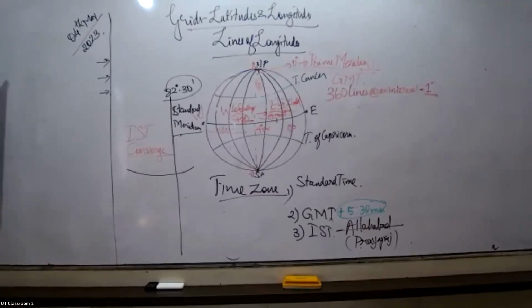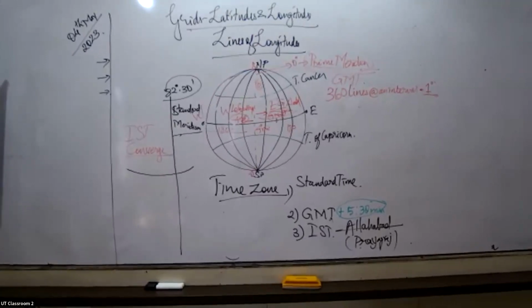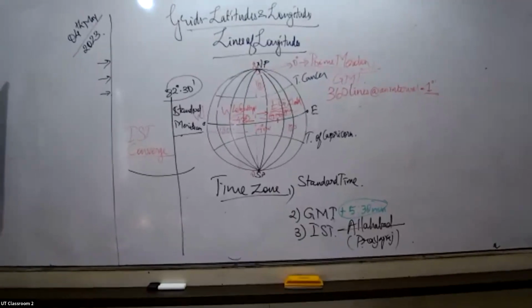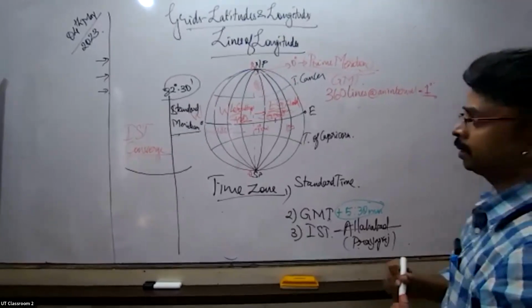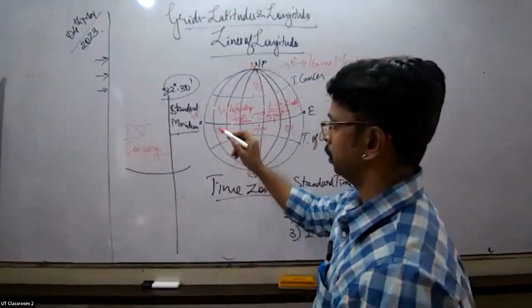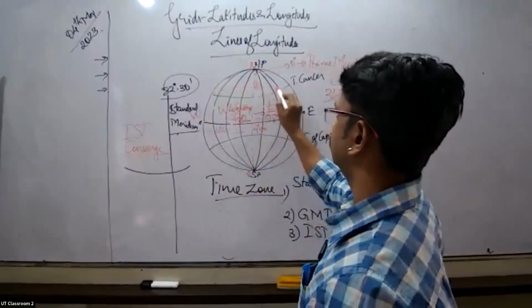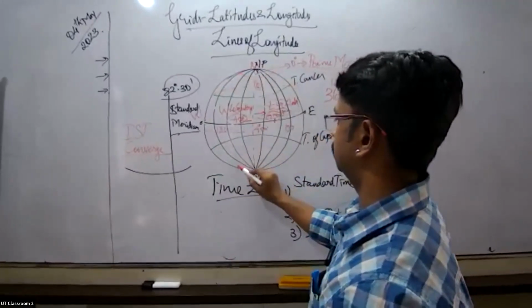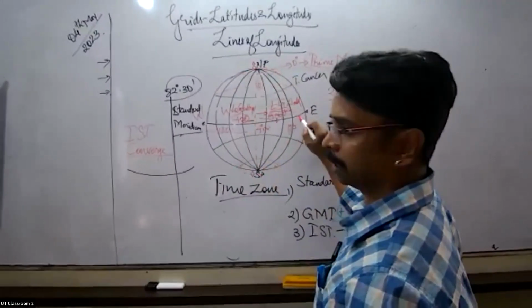Arcs of great circles are the shortest route between 2 points on the sphere. Characteristics of a great circle. A great circle is a theoretical circle formed by the intersection of the Earth's surface and an imaginary plane that passes through the center. Now, if I want to show you a great circle, only one great circle is there. What is that great circle? Equator. Now, if I want to draw any other circle, all other circles will be smaller, except only one great circle.